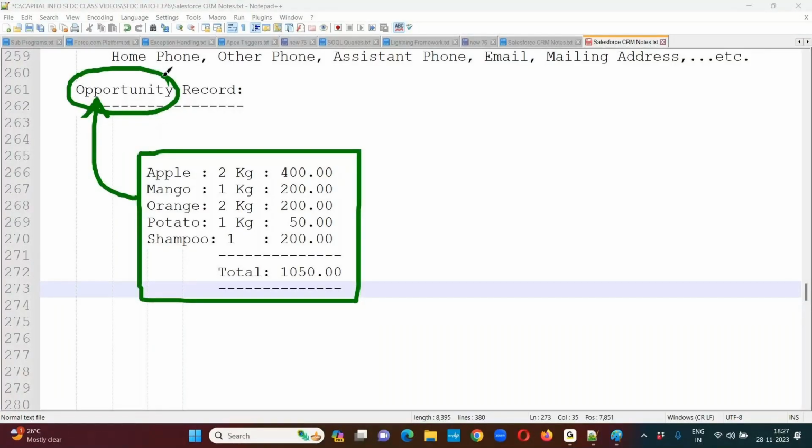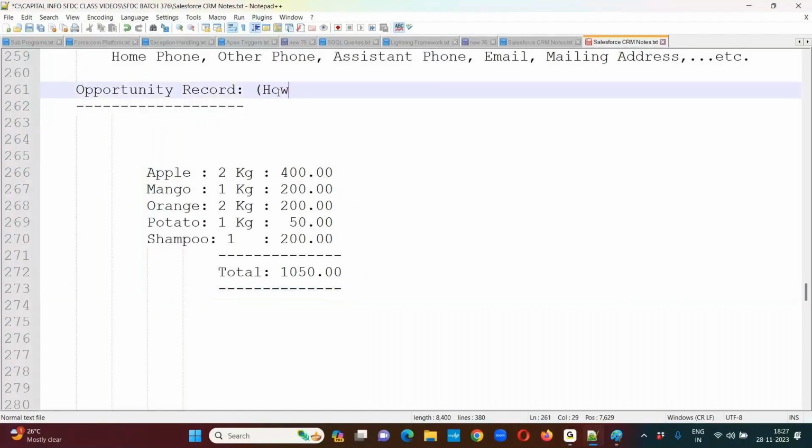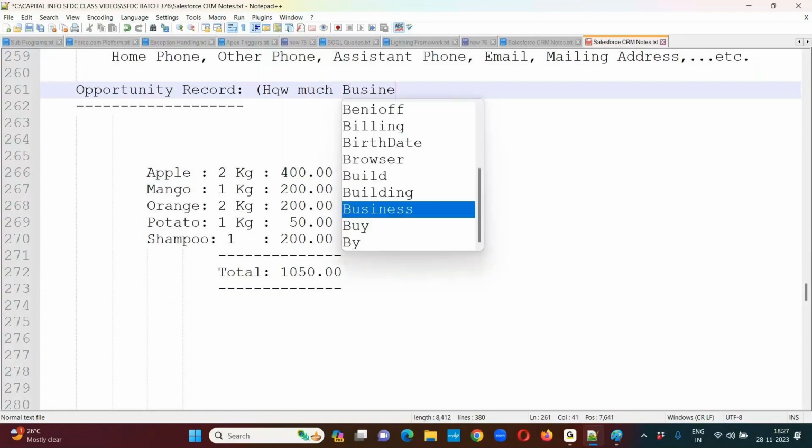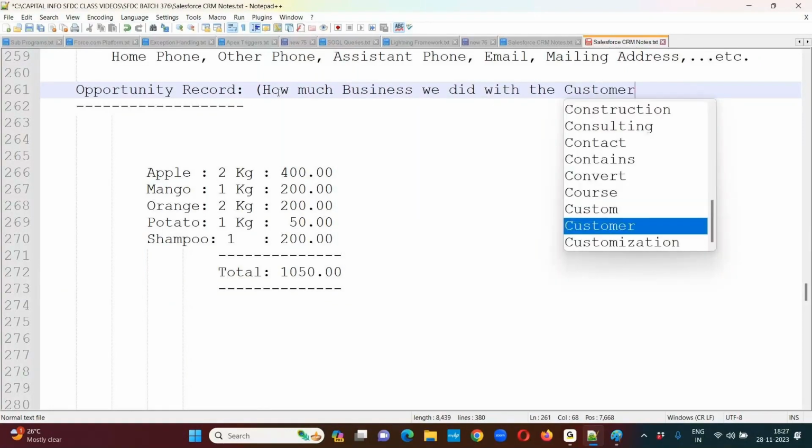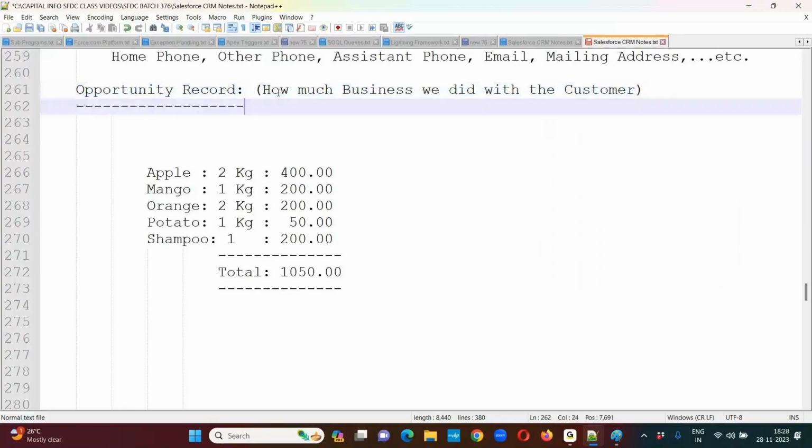So, opportunity is mainly dealing with money. It is always dealing with money. How much business we did with the customer, how much revenue we have generated from the customer, that will be indicated by the opportunity record. Okay, clear? Now let's see in this case. It indicates how much business we did with the customer. That will be indicated by the opportunity record.